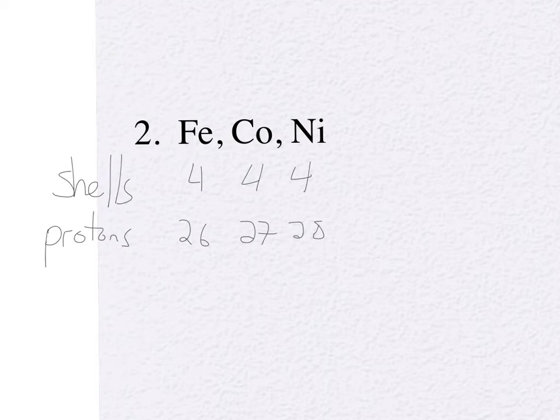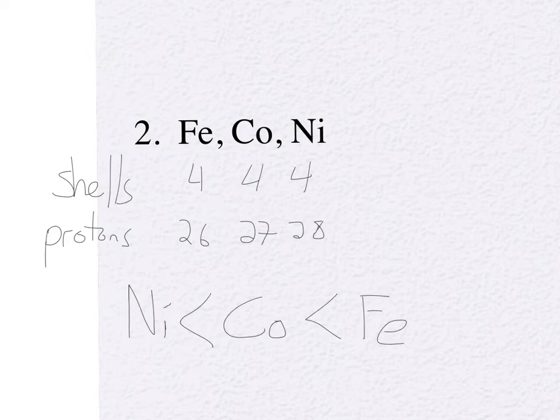Now that means that nickel has the most protons with the same number of shells. So nickel is going to be my smallest atom. Those protons pull it in tighter. But we don't say the protons, we say it has a higher effective nuclear charge because those valence electrons are not being pulled by 28 protons, just some of them. But still, more than cobalt and iron. So cobalt would be next, and iron would be the biggest of those.